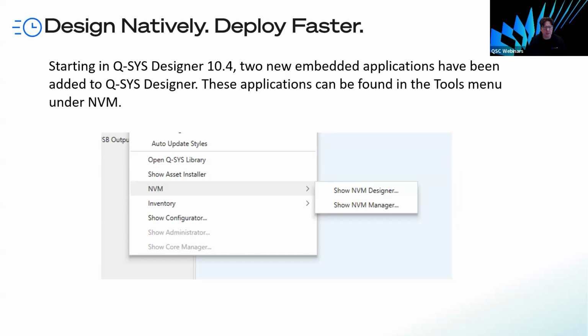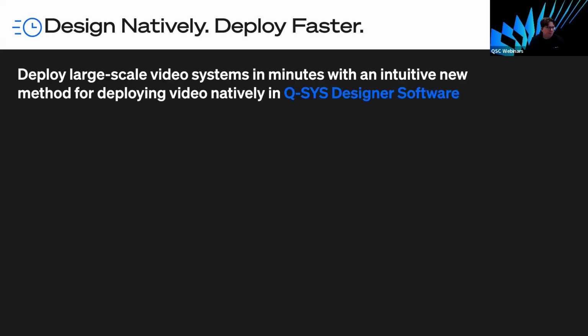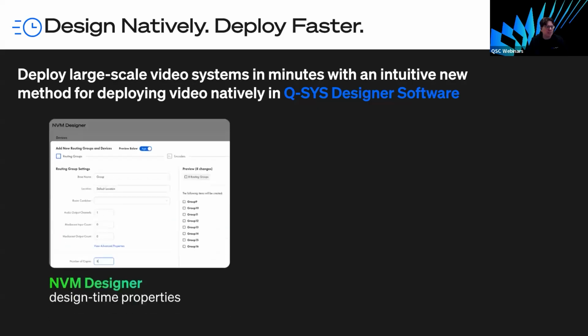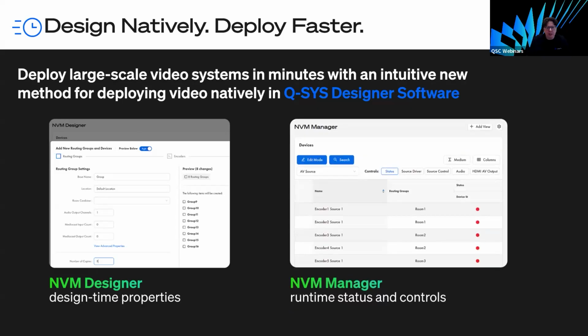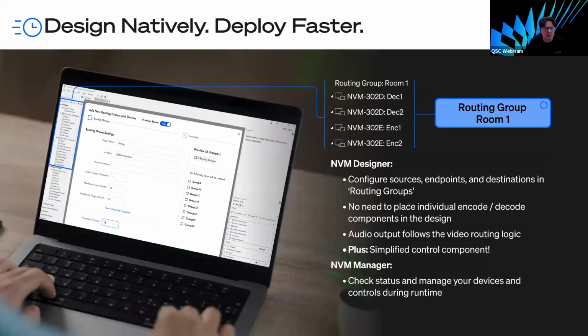And let's talk about what these two things are. So first things first, we have Designer. Designer is really meant for offline configuration. So pre-programming, say you're back in the shop and you're laying out all your inputs and outputs and building all your routing groups and building your program. That's what NVM Designer is a tool for. And then we have NVM Manager. Manager, it's the runtime management tool. I think that NVM Manager has a couple of really nice features, and we're gonna talk about those here in just a couple of minutes.